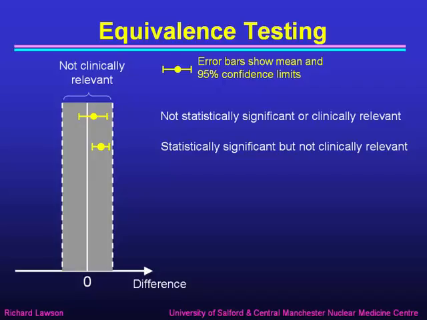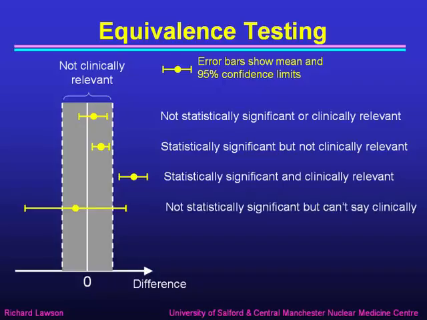Here equally is a result that is not clinically relevant because it's entirely within the shaded area, but it doesn't encompass 0, so it is statistically significantly different from 0. So we have a result that is statistically significant, but that doesn't mean it's clinically relevant. Here is a result which is statistically significant, because it doesn't include 0 within its 95% confidence limits, and it's also clinically relevant. It's outside the area that we would deem to be not relevant.